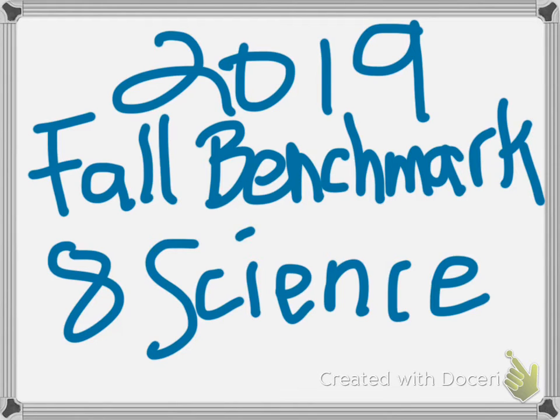Number 15. A bus travels 20 kilometers in 30 minutes. What is the average speed of the bus? 20, 30, 40, 50.